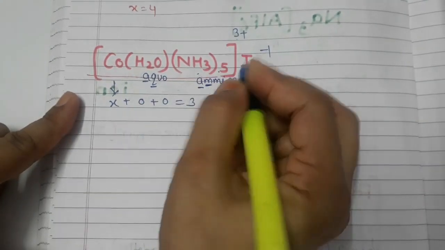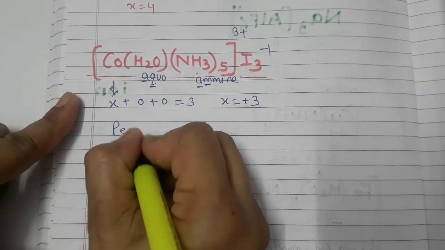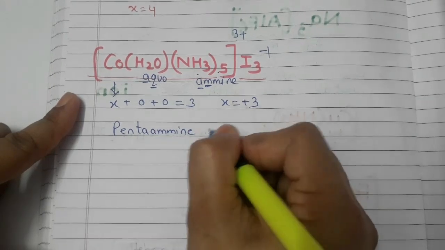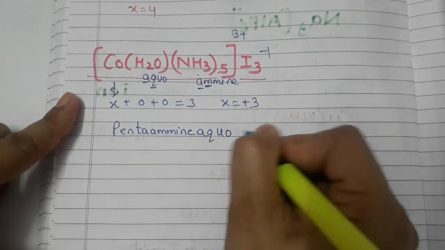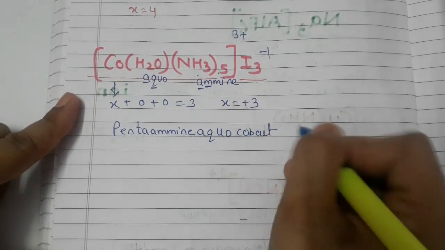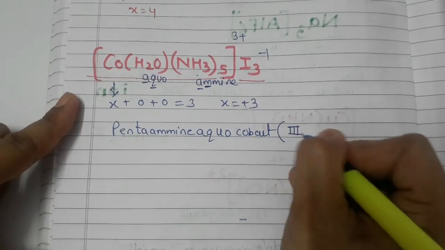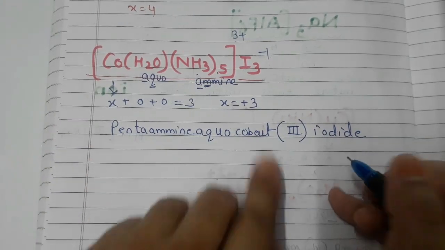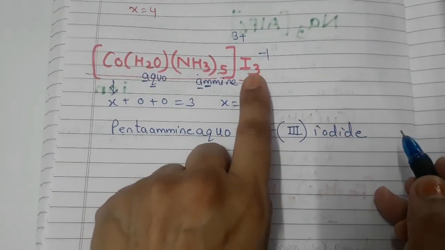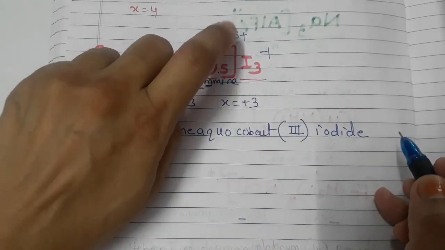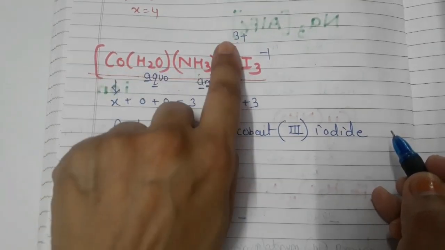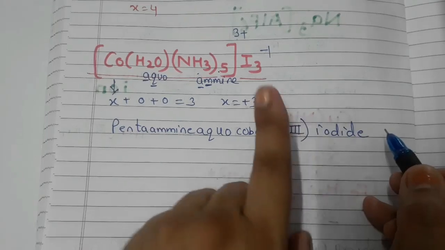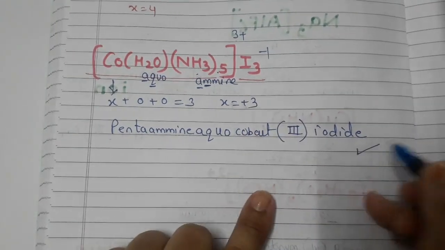So amine comes first, hence the name would be pentaamine, okay, then aquo, cobalt(III) iodide. Okay, you need not write triiodide, because this 3 has been used as the oxidation state of the entire complex, as the cationic charge of the entire complex. Okay, so you need not write tri. Fine. So this is the name.